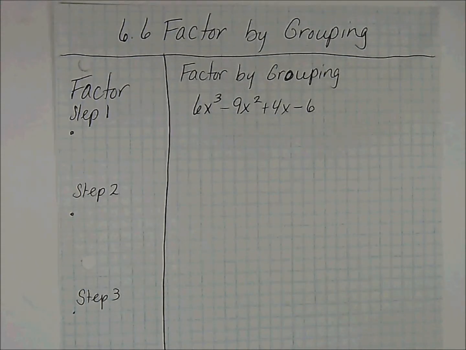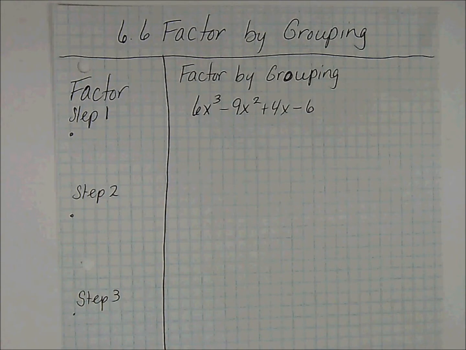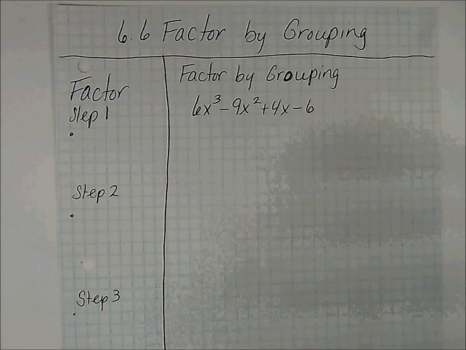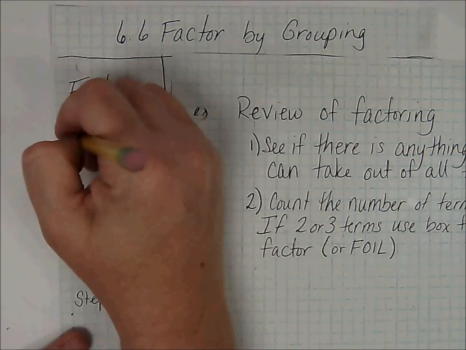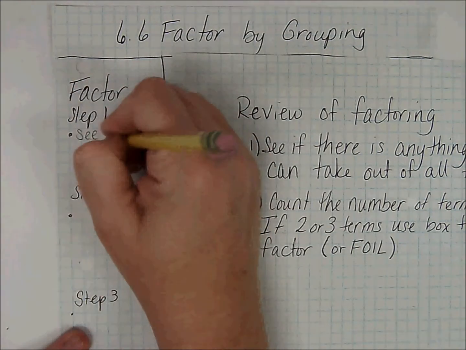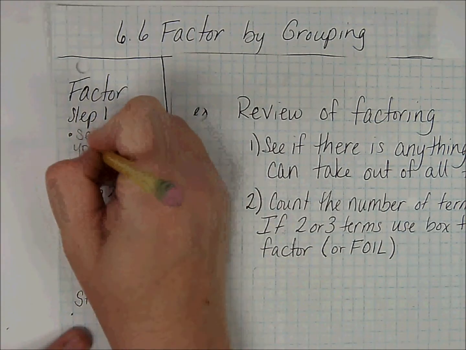All right, so we're doing 6.6, factor by grouping. And we have not done that yet. So what we're going to do is start by reviewing our factoring. Step 1, see what you can take out. We can abbreviate it now that we've done it. See what you can take out.